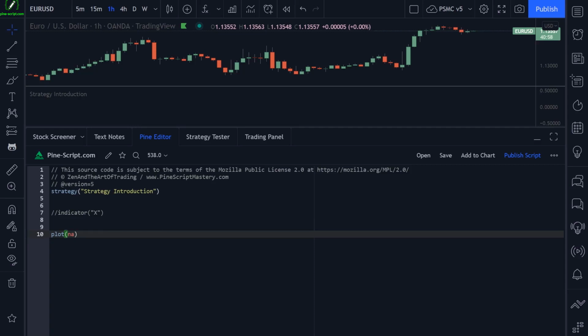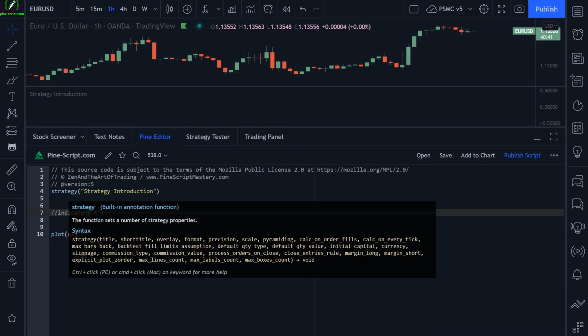So the first thing we need to understand before we can start writing our scripts is how the strategy annotation function behaves. So that's what this particular video is going to focus on. We're not going to write any code. We're just going to focus on all of these parameters we have to work with. And there are a lot of them.